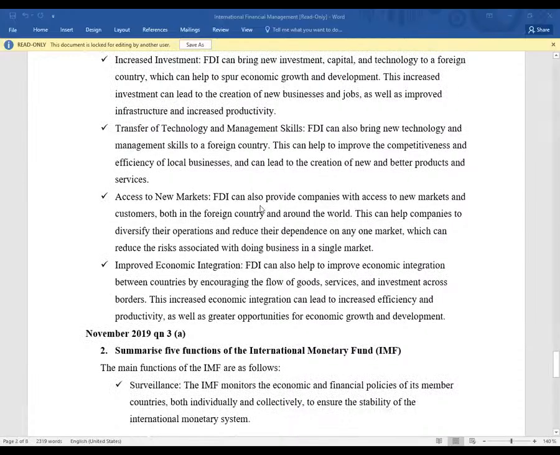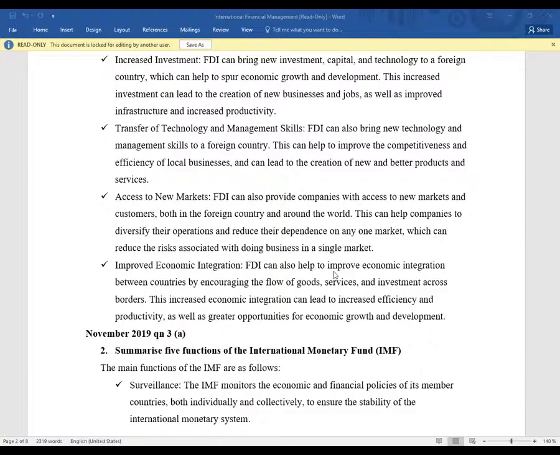FDI can also provide companies with access to new markets and customers, both in the foreign country and around the world. This can help companies to diversify their operations and reduce their dependence on any one market. Improved economic integration: we are becoming one.